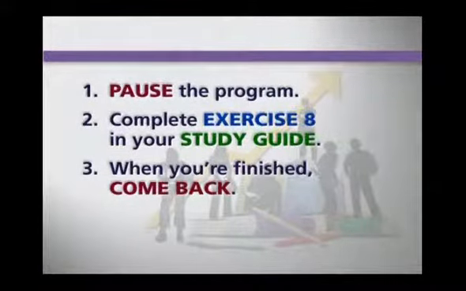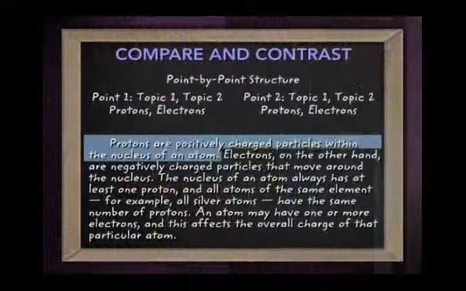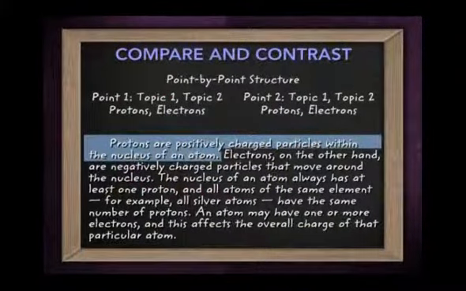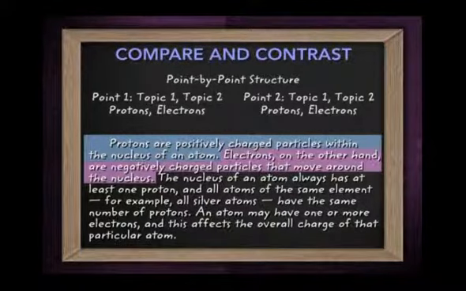Here's my version. Protons are positively charged particles within the nucleus of an atom. Electrons, on the other hand, are negatively charged particles that move around the nucleus. So now, rather than all protons and all electrons, I have a sentence about protons and then a sentence about electrons. The nucleus of an atom always has at least one proton, and all atoms of the same element, for example, all silver atoms, have the same number of protons.